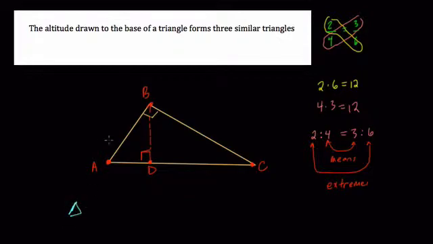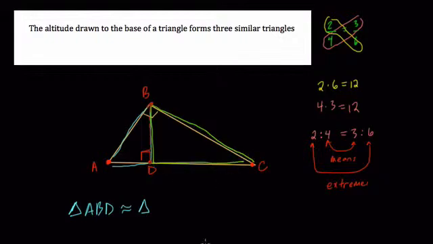So triangle ABD, that's this triangle right here, will be similar to, let me write it like this, sorry, similar to triangle BDC, this triangle right here, and I'll make that green. And that will be similar to the large triangle here, ABC. So in this case, we will get these three triangles that are similar to each other.